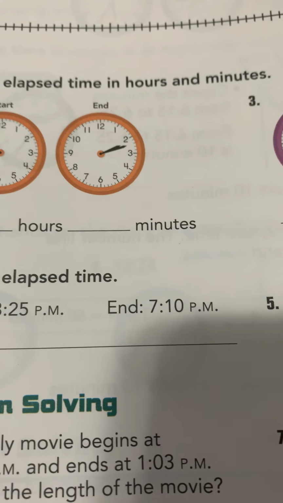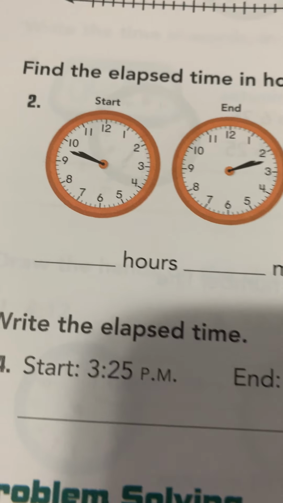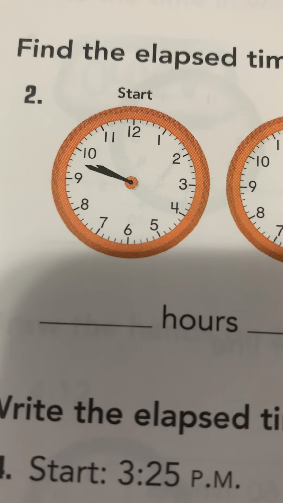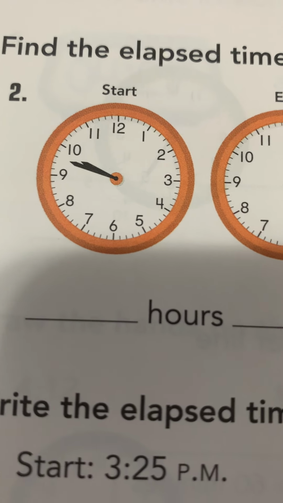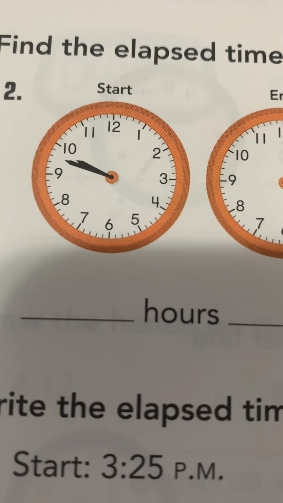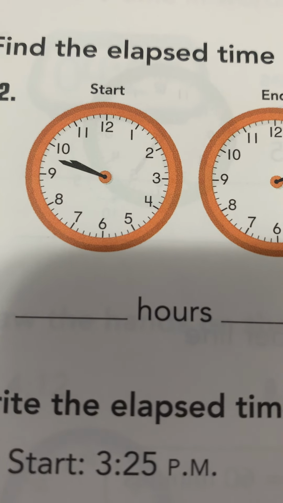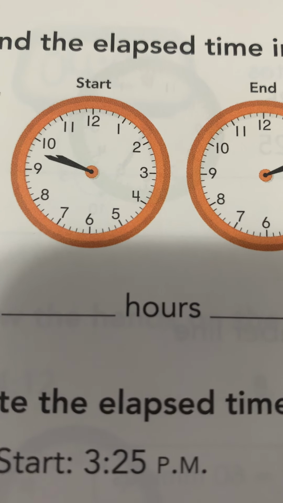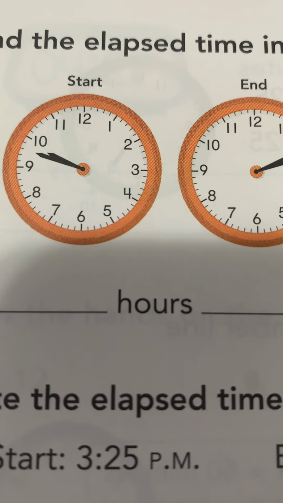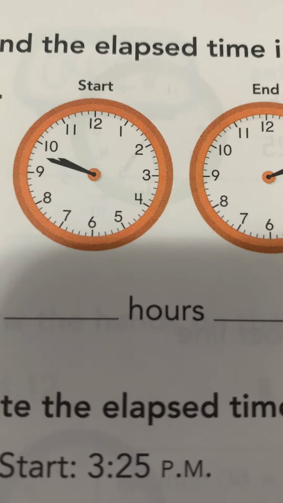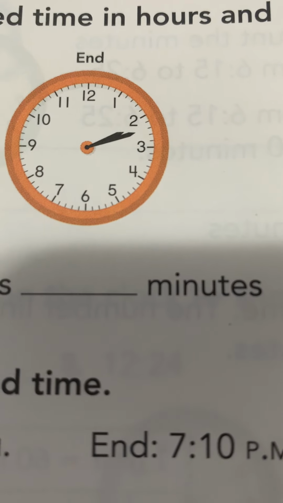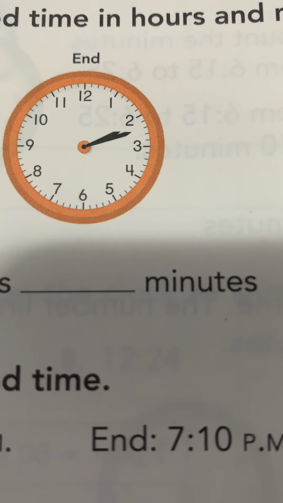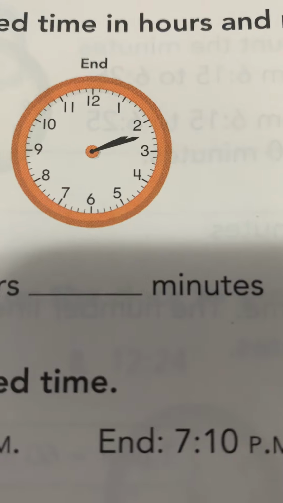Here, finding the elapsed time in hours and minutes. Here's our start time. Remember, the short hand is our hour hand. The long hand is the minute hand. So the hour hand is before 10 o'clock, so it's not quite 10 o'clock yet. The end clock is here, and the short hand is at the 2. So we know it is after 2.